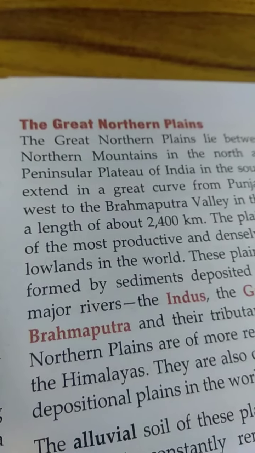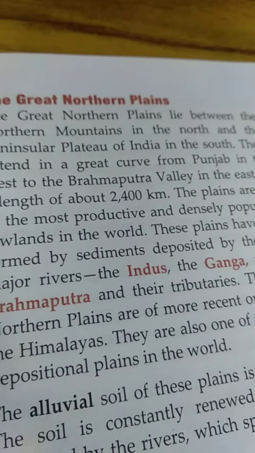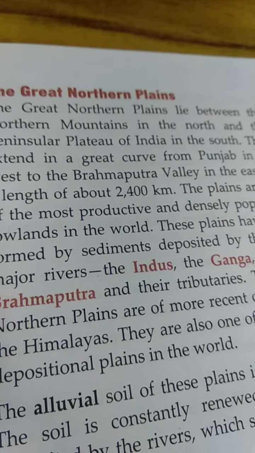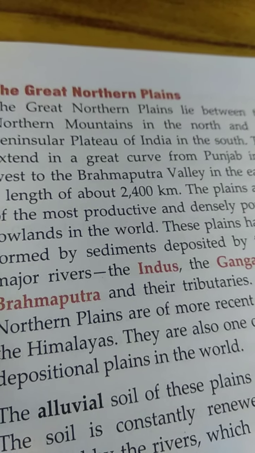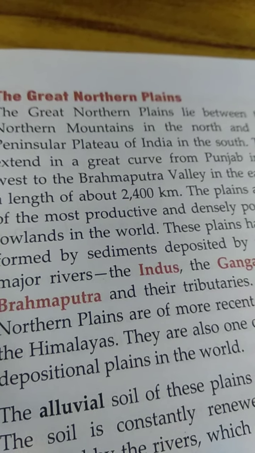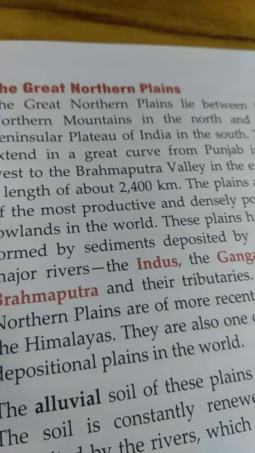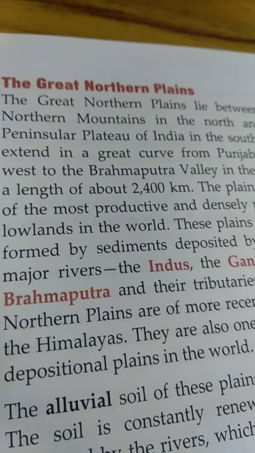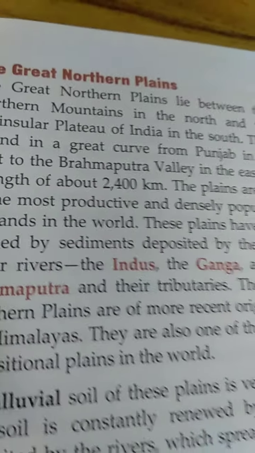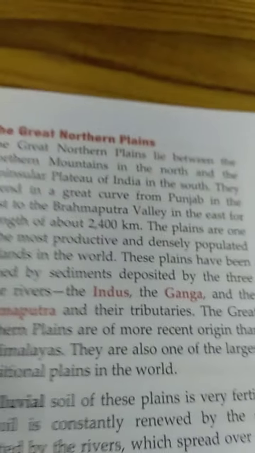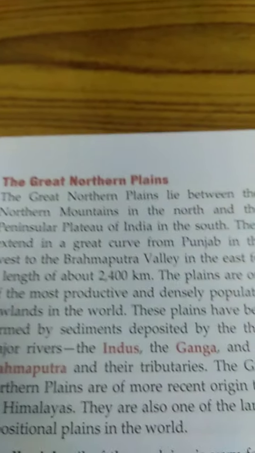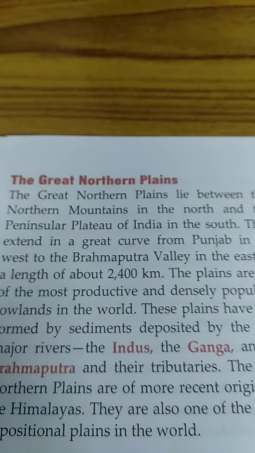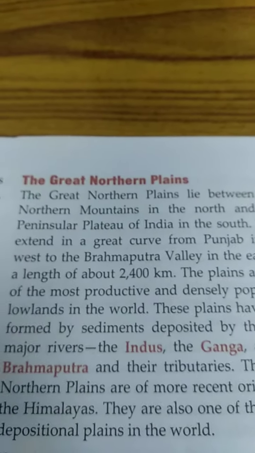Now talking about the Great Northern Plain, I mean the area that is covered by where the Ganga is flowing, the Brahmaputra is flowing and the Indus is flowing, making the area fertile. Now the Great Northern Plain, where does it lie? It lies between the northern mountains in the north and the peninsular plateau of India in the south. They extend in a great curve.